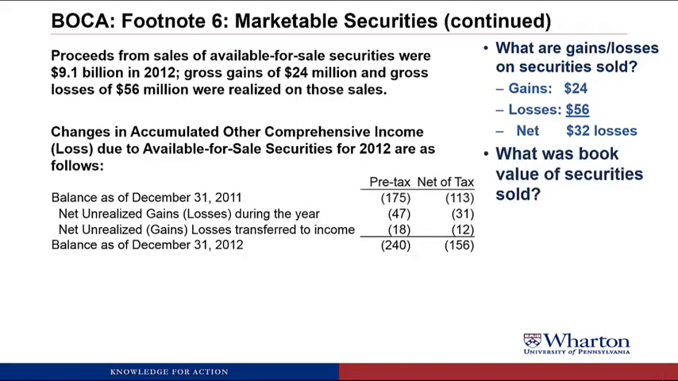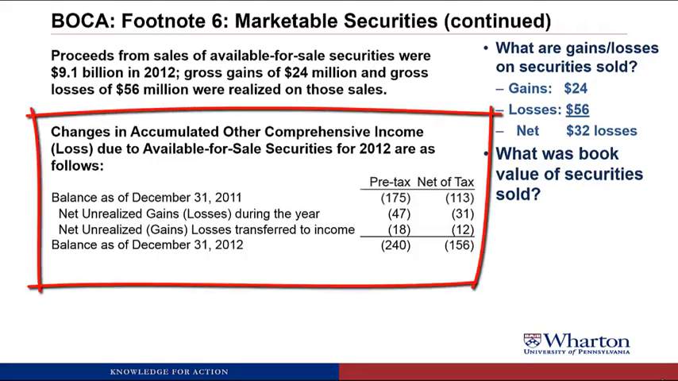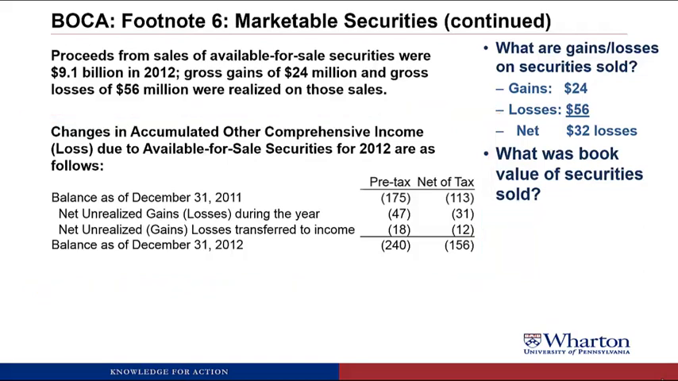So what was the book value of the security sold? We know we had a realized loss. We know the cash. We have to find another piece of information to figure out the book value. And the other piece of information is going to come from the next part of the footnote, which is the change in accumulated other comprehensive income or loss that's due to available for sale securities in 2012. So let's walk through the journal entry and then we'll see how this works.